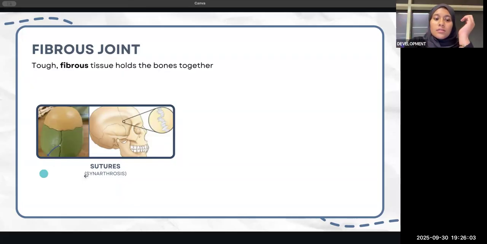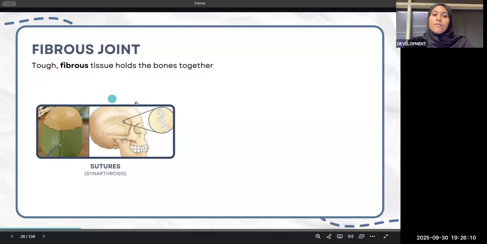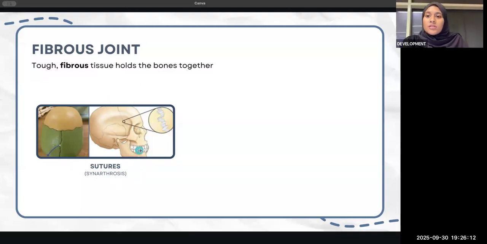And also mention that I said here synarthrosis. Synarthrosis is the functional classification of this joint. Synarthrosis means that this joint is immovable. It can't move. Like right now, if you try to move your skull, you won't be able to move the bones against each other. It's just immovable, okay? It's a fixed joint.